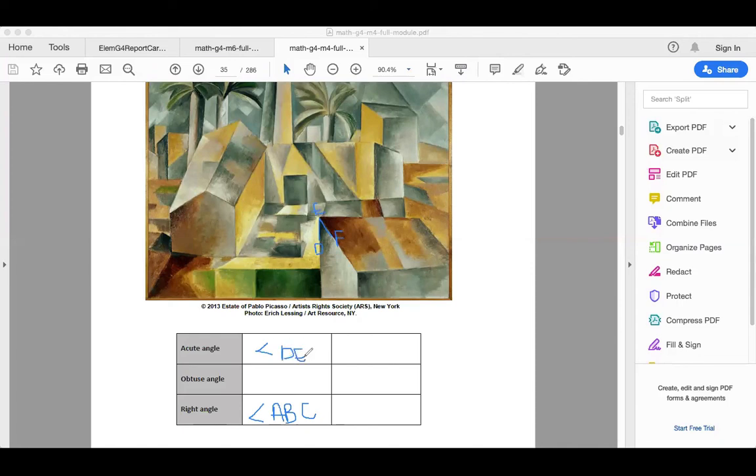And let's see if we can find an obtuse angle. An obtuse angle, here we go. Looking, looking, looking. I see this one right here. If I look at it, I have to almost turn my head to see it. That is greater than 90 degrees. So I'm going to label it after these letters, D, E, F. And my next one would be G, H, I, right? Now I'm going to go over to obtuse and write angle G, H, I. Okay, here we go. Now that's what I did so far.